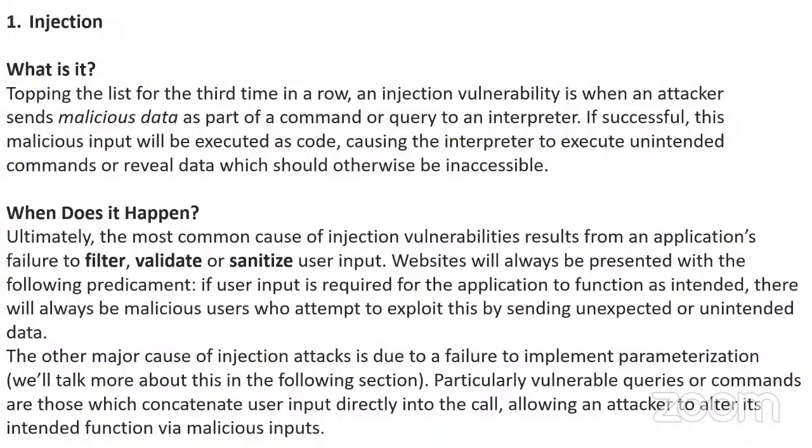So in that case, we have to know the first one, like injection attacks. It's kind of injecting something within a code. Topping the list for the third year in a row is the injection vulnerability. This is nothing but when an attacker sends malicious data as part of a command or query to an interpreter. So he's injecting something within a code. For example, we go with SQL injection. So we have to know how SQL is working.